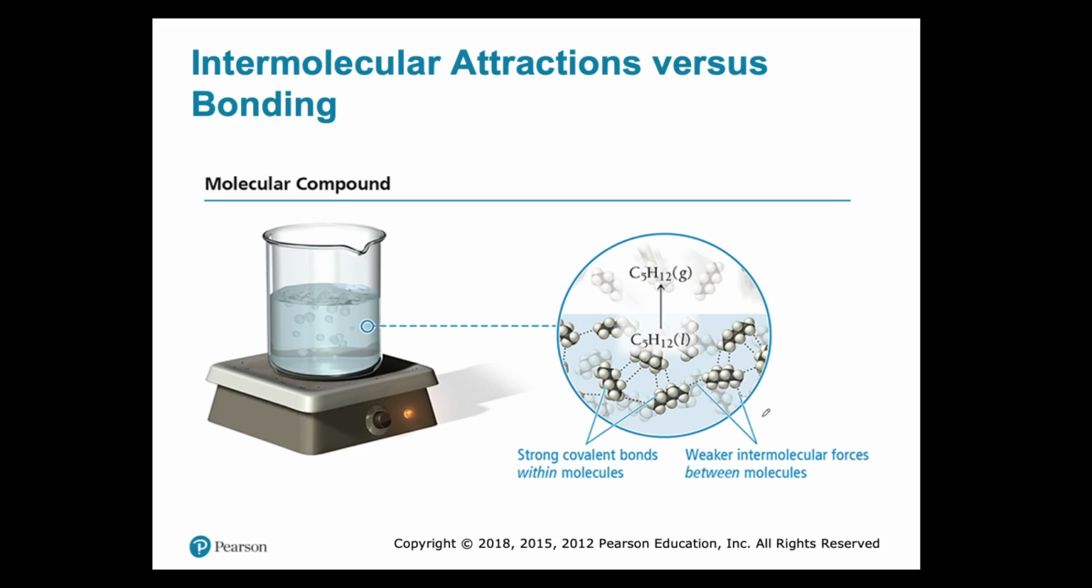Okay. This is really quick and easy. I just want you to be able to see the difference between having strong covalent bonds in a molecule like pentane right here, but then when you have a flask or a beaker of pentane, there's a whole bunch of pentane molecules inside, and they're being attracted to each other with what we call van der Waals interactions.